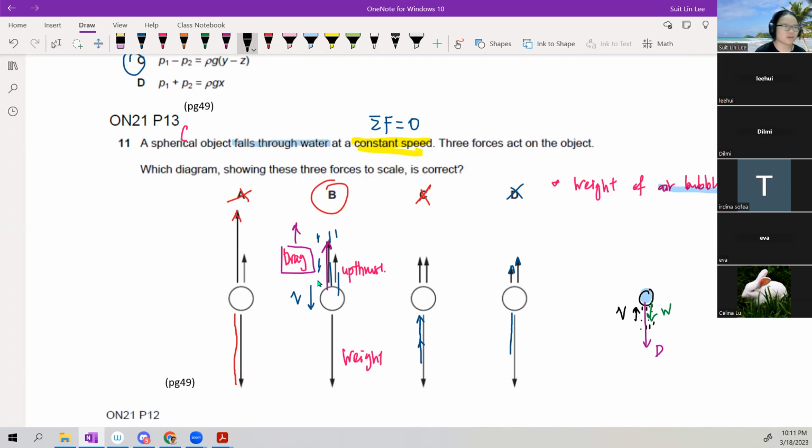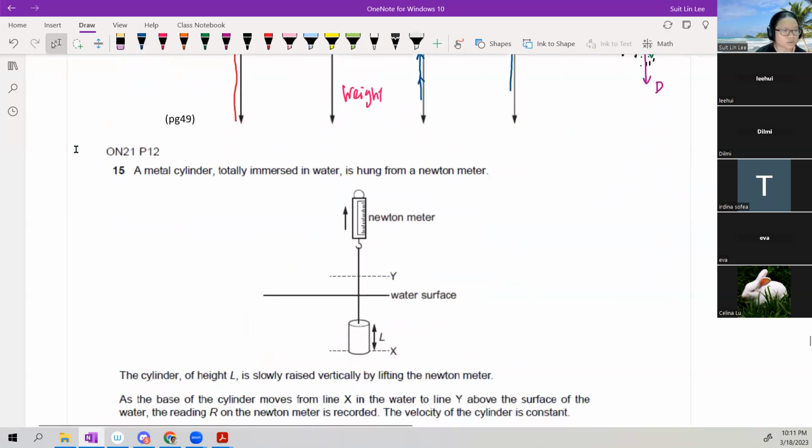Okay, and because this thing is very light, it probably has a significant upthrust also. Upthrust. Okay, so the diagram will look something like this. Don't memorize, be able to identify the forces and their relative magnitudes. Okay. Right. So that's one.